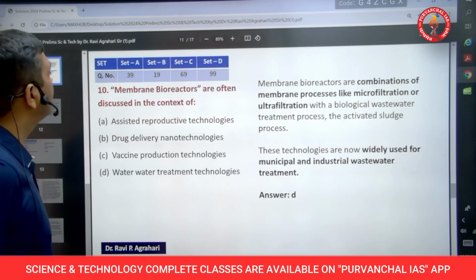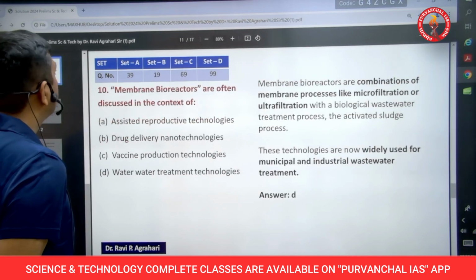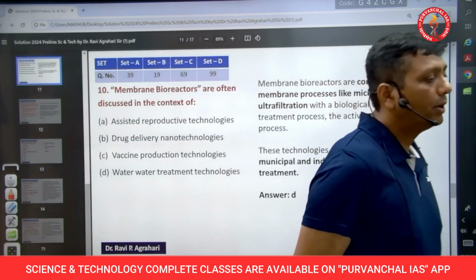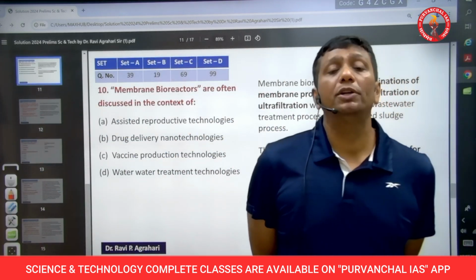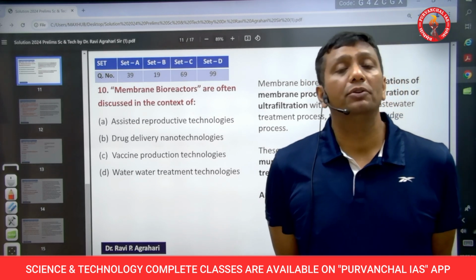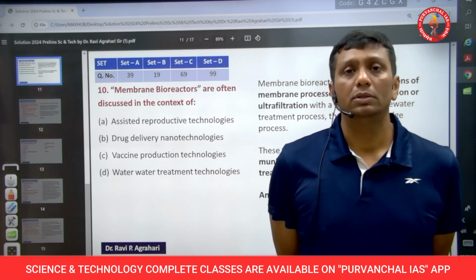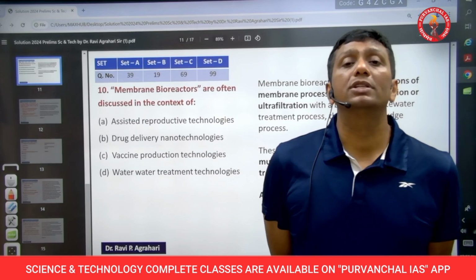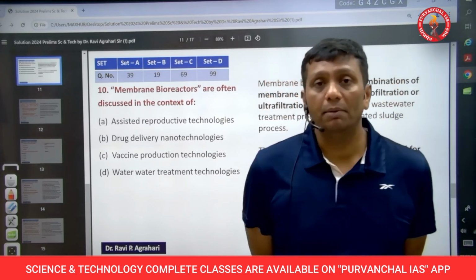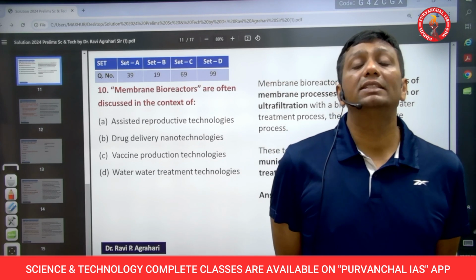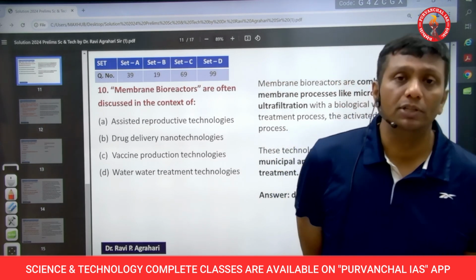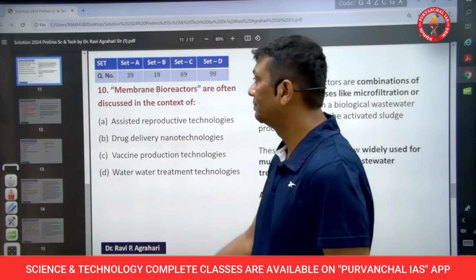Next is the question UPSC has asked. Membrane bioreactors are often discussed in the context of what? Actually, membrane bioreactors are used during water purification. Even the water purifiers you use at your home have an RO and UV lights. This kind of question UPSC has still asked in your paper. So membrane bioreactors are a kind of treatment used to kill bacteria and other microorganism contamination from water bodies. Membrane bioreactors.